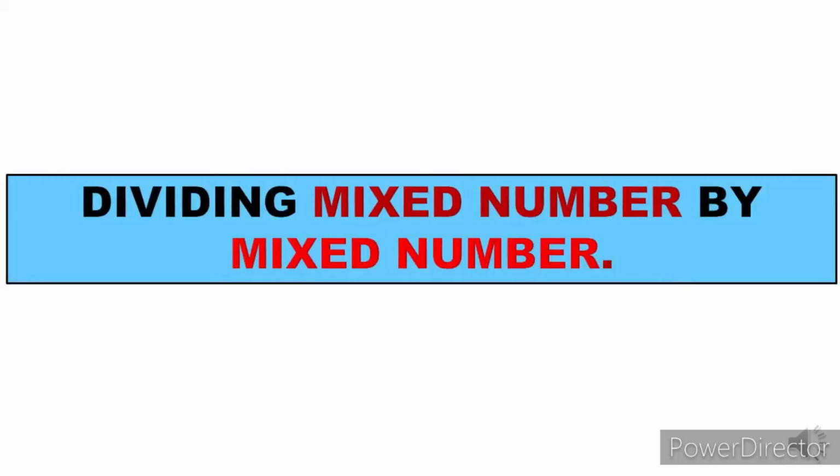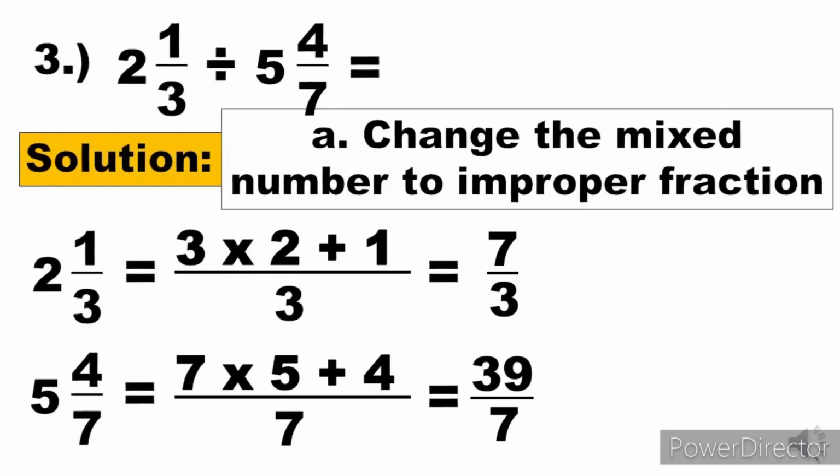Okay, next, dividing mixed number by mixed number. Okay, number 3 example, we have 2 and 1/3 divided by 5 and 4/7. So, ang solution natin dito is to change the mixed number to improper fraction. Okay, para ma-change natin yung mixed number to improper fraction, ang gagawin natin, i-multiply natin yung denominator sa whole number. So, that is 3 times 2. Then, i-add ang numerator. So, 3 times 2 is 6 plus 1 equals 7 over the denominator 3. Then, 5 and 4/7, it is equal to 7 times 5 plus 4 over 7, then it is equal to 7 times 5 is 35 plus 4, which is 39 over 7.